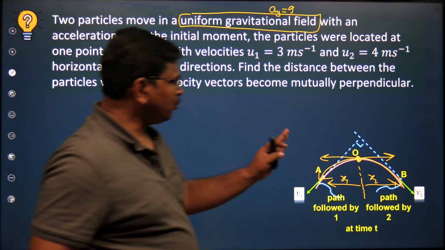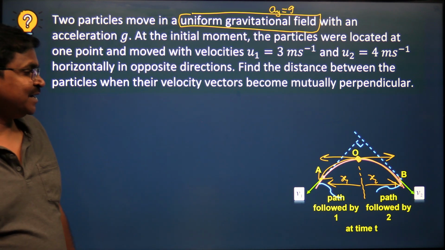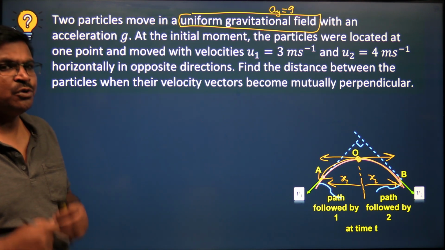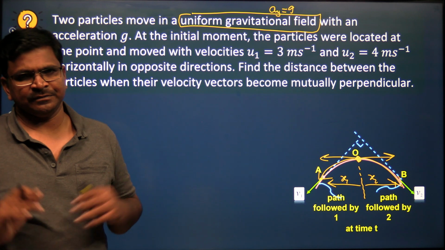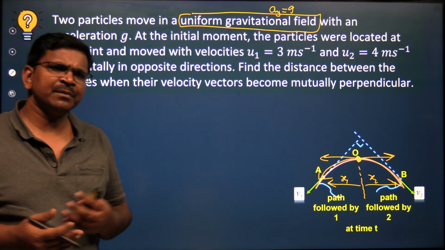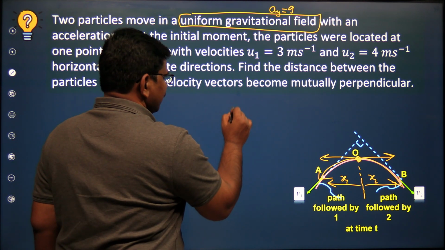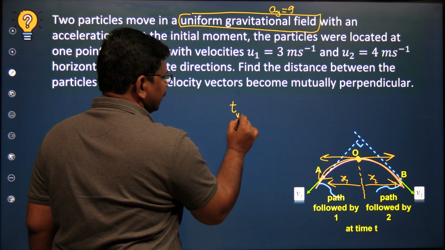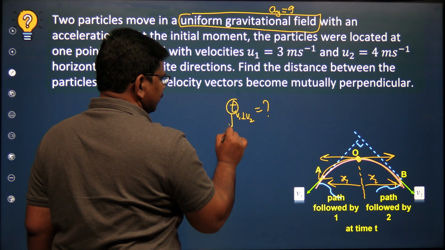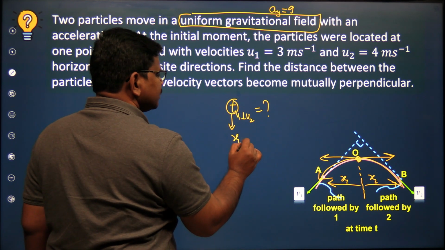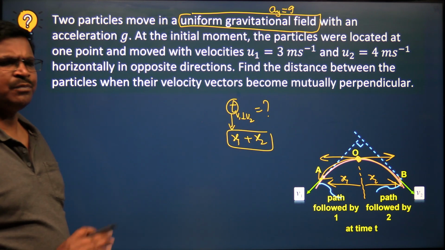So the question is, find the distance between the 2 points when their velocities are mutually perpendicular to each other. The question looks complex, but if you think logically, it is going to be very easy. Here the condition, at what time they become perpendicular, we don't know. We need to find out that time first. So find the time when V1 is perpendicular to V2. And substitute that time to find the horizontal displacements x1 and also x2, and this is your answer finally, the distance between them, x1 plus x2. Simple idea.